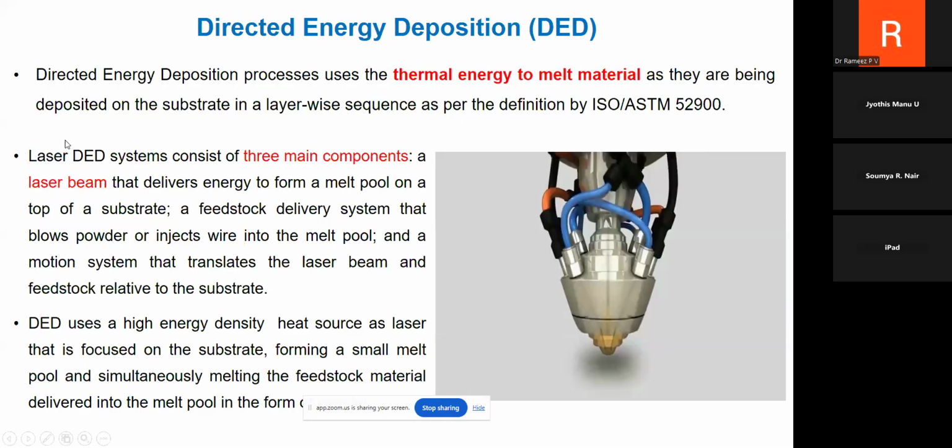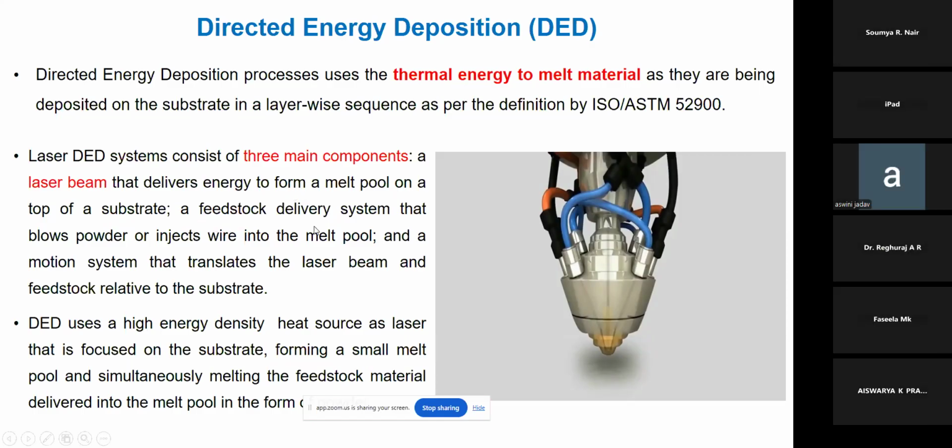So in the laser DED system, there are three main components. One is a laser beam that provides thermal energy to melt a metal powder or metal raw material. Second one is a feedstock delivery system that blows powder or injects wire into the melt.